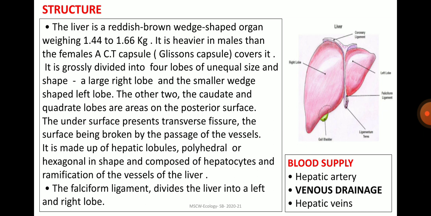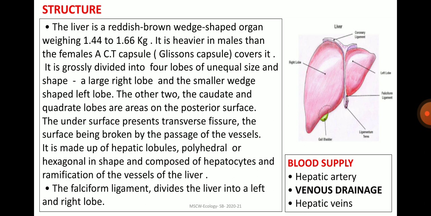You can mention that the undersurface presents a transverse fissure, the surface being broken by the passage of the vessels. It is made up of hepatic lobules. That means the whole parenchyma of the liver is made up of a number of hexagonal or polyhedral shaped structures which are called hepatic lobules, which are composed of cells called hepatocytes.